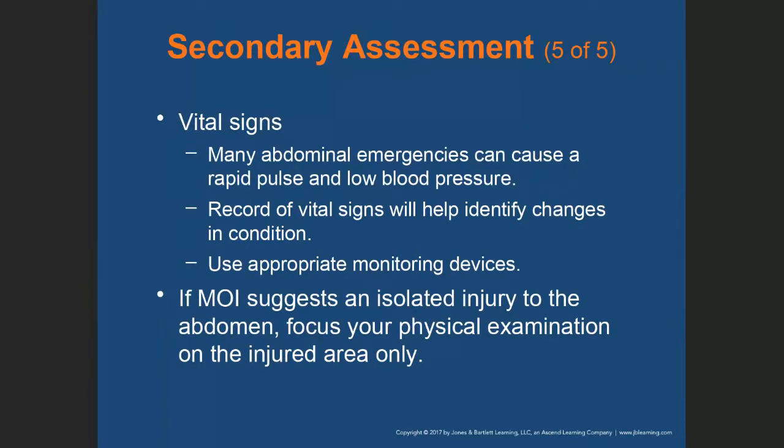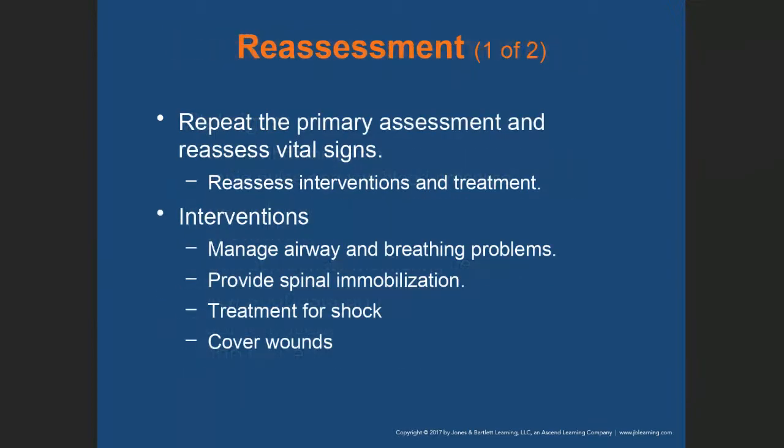Use appropriate monitoring devices. If the MOI suggests an isolated injury to the abdomen, focus your physical exam on the isolated injury. After the secondary assessment is your reassessment. Repeat the primary assessment and reassess vital signs. Reassess interventions and treatment. Interventions: manage airway and breathing problems, provide spinal immobilization, treat for shock, and cover wounds.